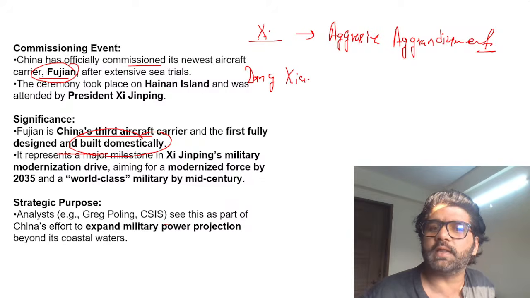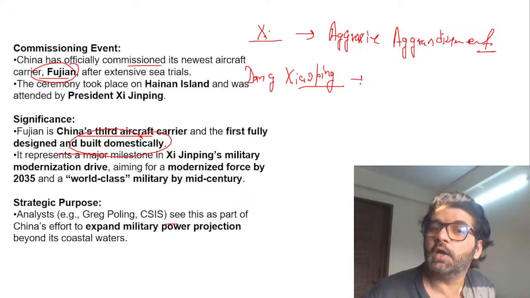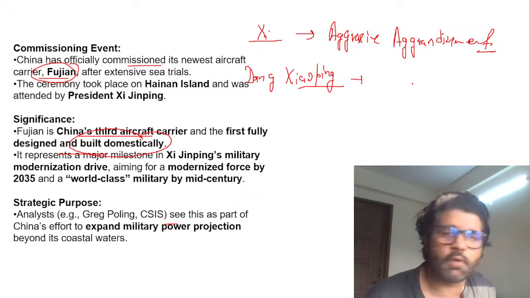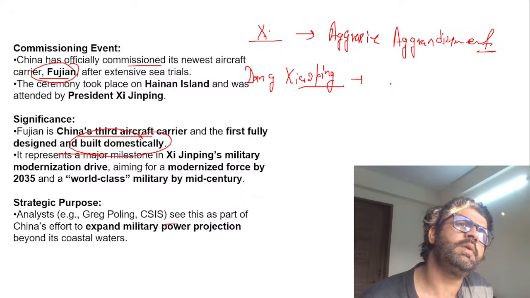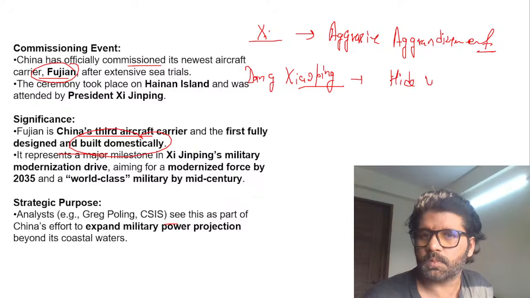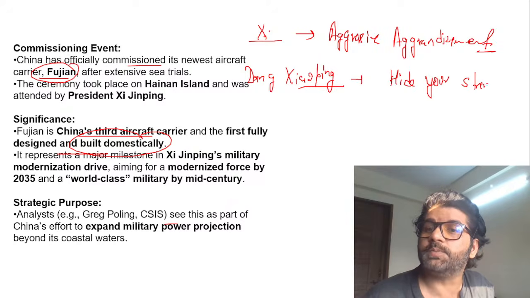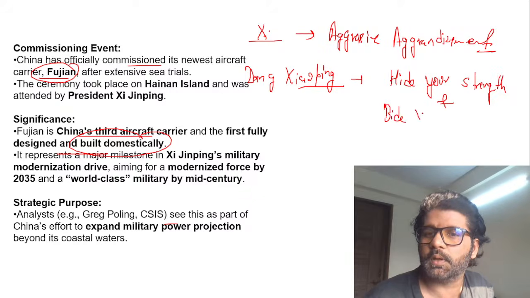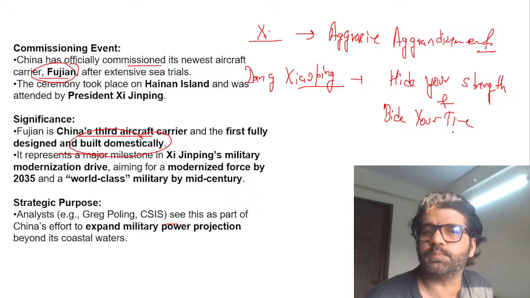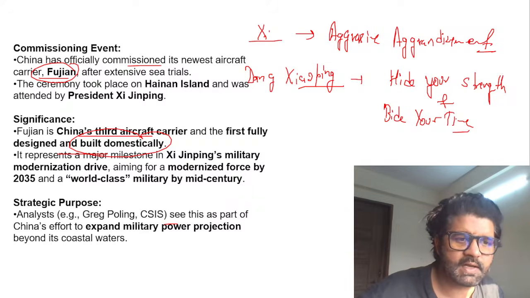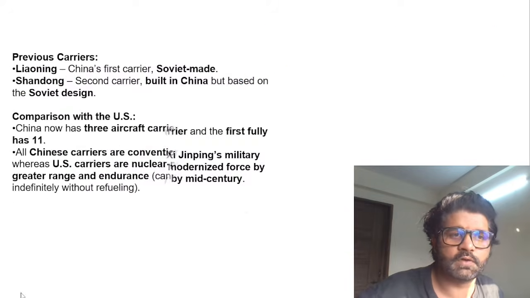You people were not born at that time. I was in my 20s. So Deng Xiaoping, his policy was hide your strength and bide your time. So based on these Chinese premiers' strategies, they have these different policies: hide your strength and bide your time. Cool, sir. You can use these points in your mains answer when you're talking about India-China relationship, and why they're going for these aircraft carriers.